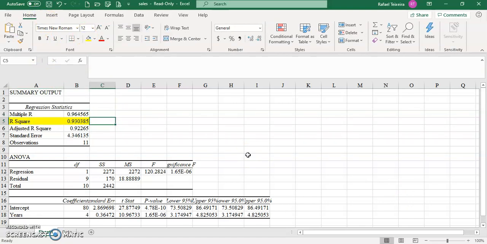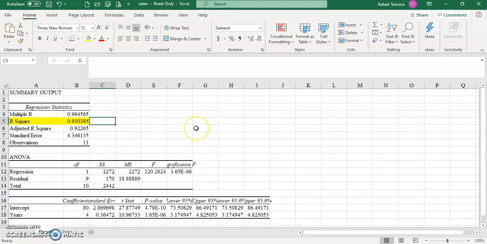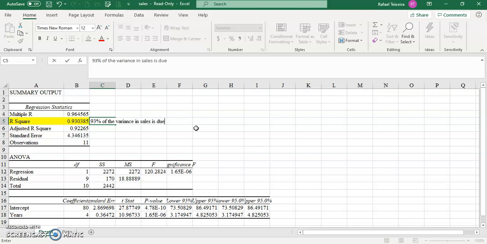So it's 0.93. To interpret it correctly, we have to determine which one is the dependent and which one is the independent. So the dependent is sales. So we can say that 93% of the variance in sales is due to variance in years of experience. So this is the interpretation.